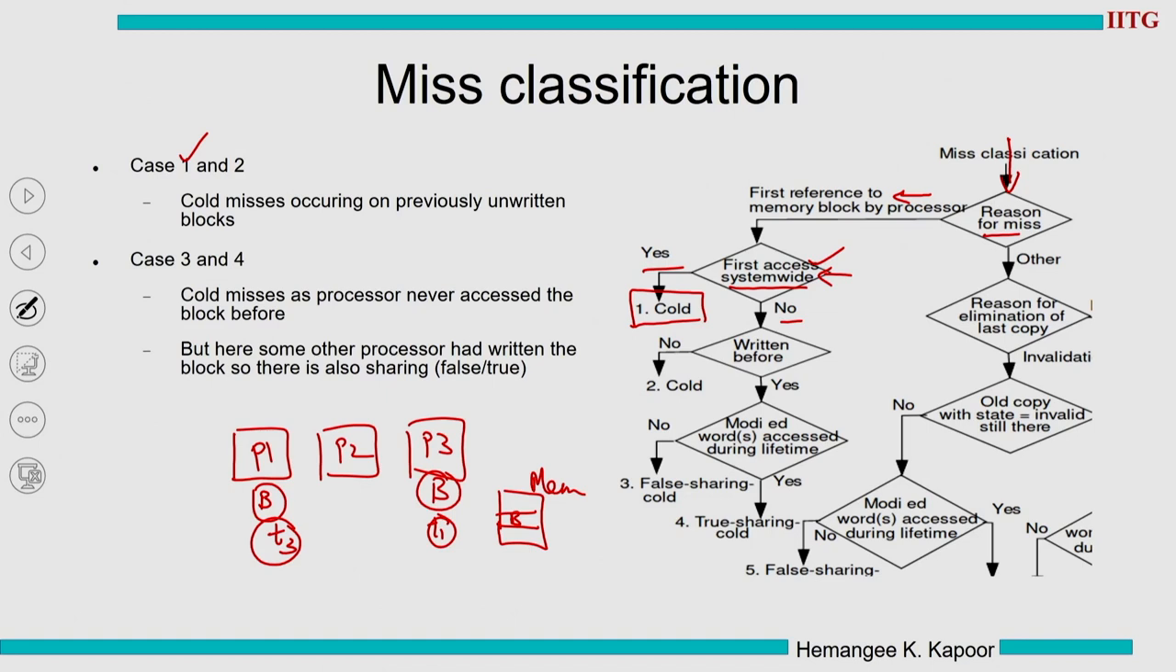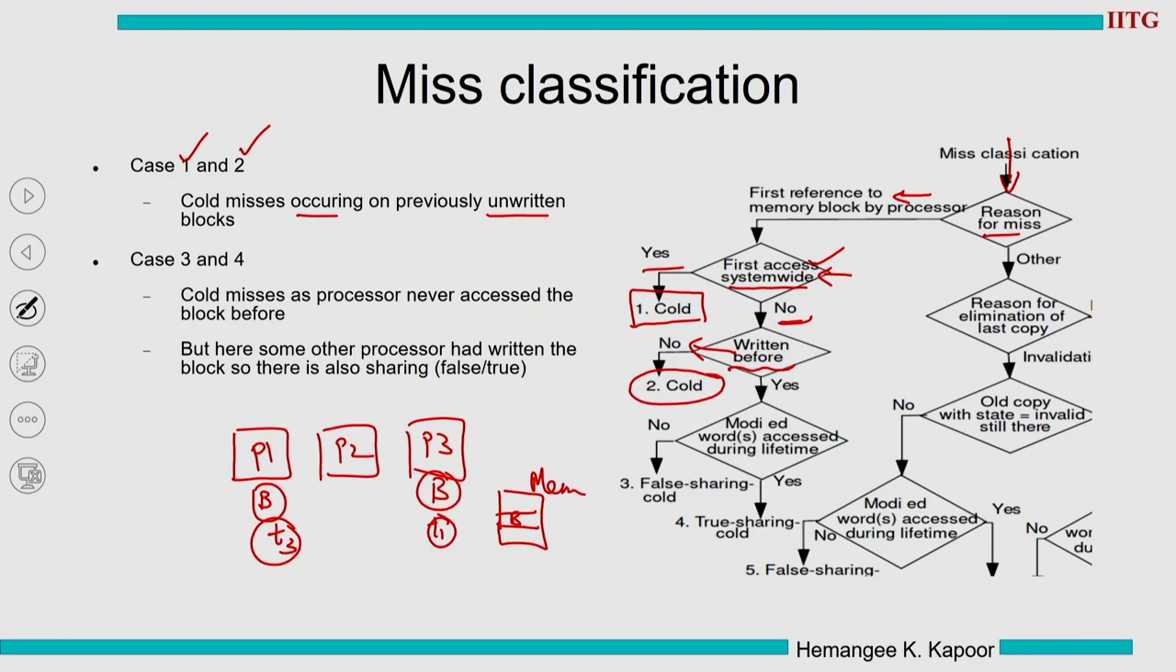Alright, so it was not the first access system wide because P3 had used it, and now we further categorize it. Did P3 write to this block? Was this block written before? If B was not modified, then it is called a cold miss. So it is a cold miss for P1 because it is accessing it for the first time, and nobody has changed this block ever. So that is the explanation for case 1 and case 2. These are cold misses occurring on previously unwritten blocks.